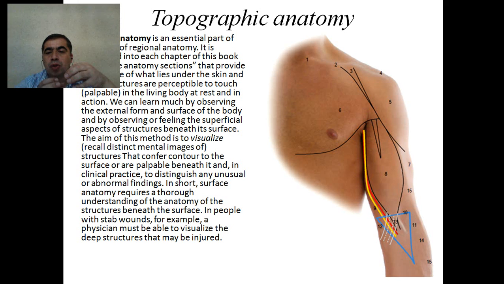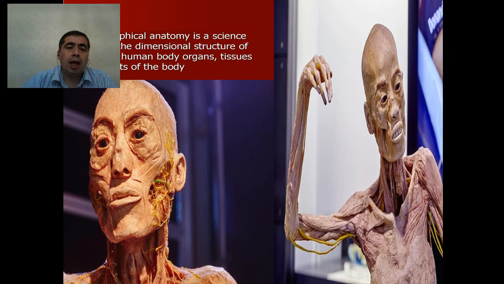They are enclosed in the special sheath, which is formed by the fascia, of course. The main function of the fascia is covering not only the muscular structures but also the vascular and the nervous structures of the concerned region. As I have noted, the topographical anatomy is a science about the dimensional structure of healthy human body organs, tissues, and the parts of the body.